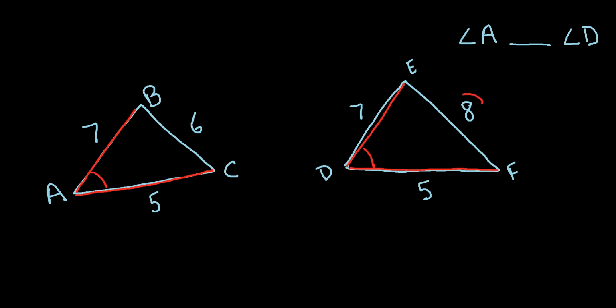So for example, the third side of this triangle has a length of 8, while the third side of this triangle has a length of 6. Because this side is longer, this included angle, this angle right here, should be wider or larger compared to this angle A right here. So we would say that angle D is larger than angle A.